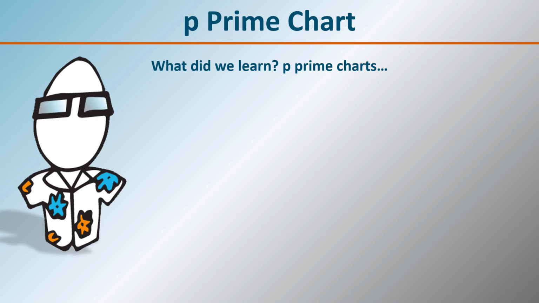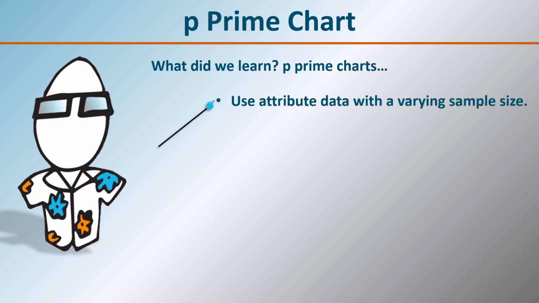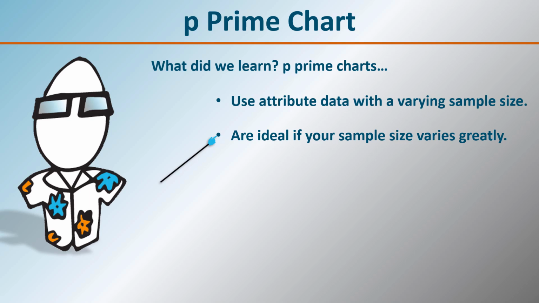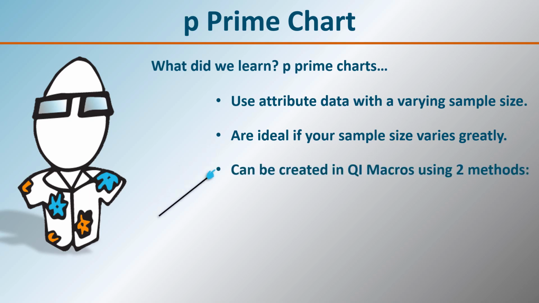What did we learn? P-prime charts use attribute data with a varying sample size. They are ideal if your sample size varies greatly, and they can be created in QI Macros using 2 methods, a quick chart or a template.